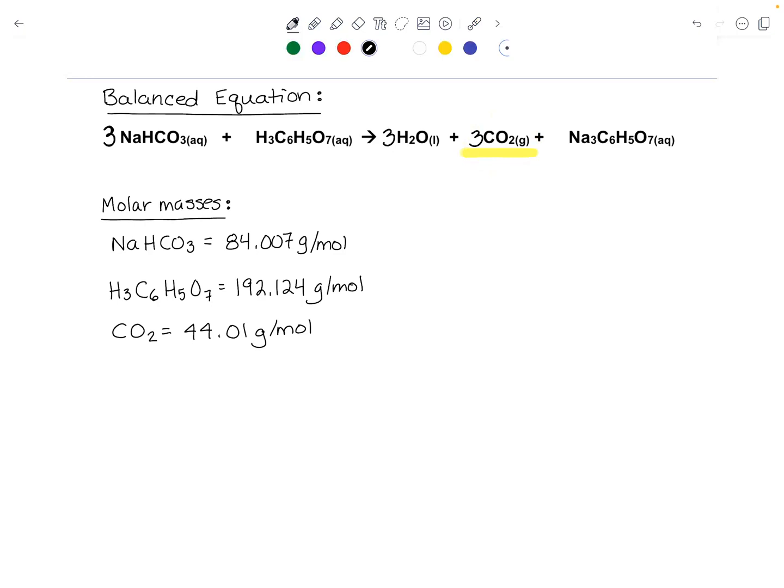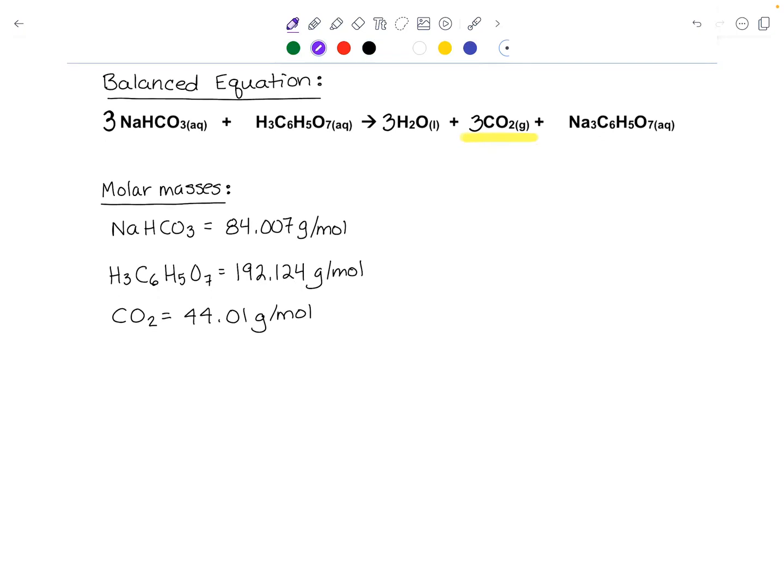Now let's take some sample data and try to figure out who is the limiting reactant. A limiting reactant is the one that limits how much product you can make. Imagine you're making sandwiches and you need 2 pieces of bread. These are my bread, and let's just say I'm making cheese sandwiches. That's my bread.